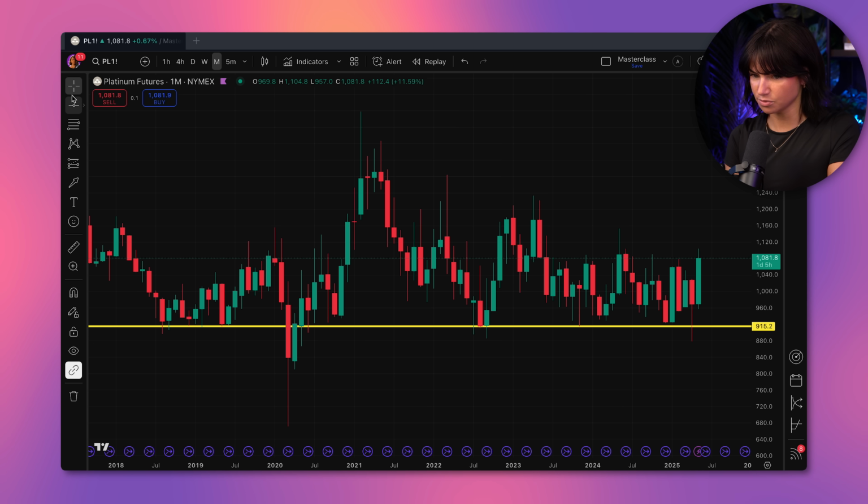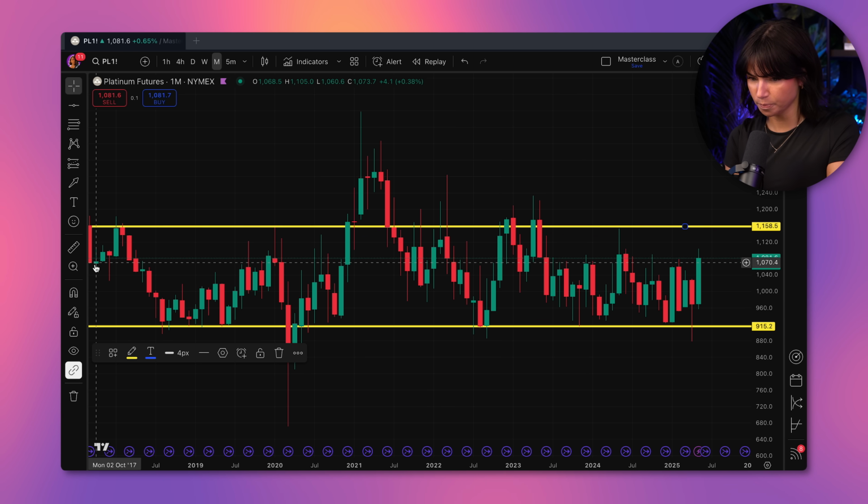Now let's draw our resistance. We're going to use the same tool, the horizontal line, but now we're going to draw this as though it is the ceiling. We're trying to capture as many touch points as possible where the price of platinum hit and turned around. It hit here, turned around. Hit here, turned around. This is support and resistance.